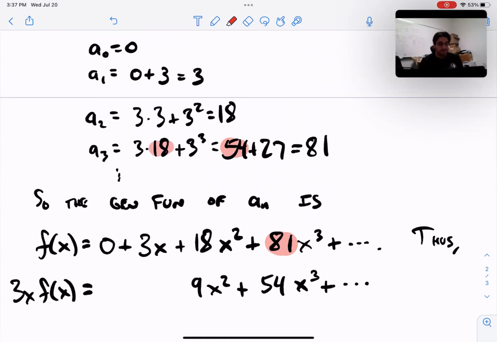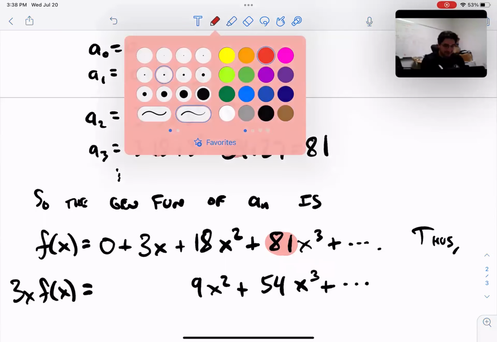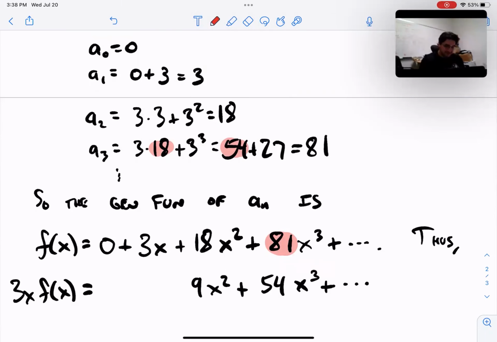It was 3 times 18, right? So that's why I want to take this 18, multiply it by 3, but I also want to shift it over 1 degree, right? So that's why I'm saying multiply it by 3x. And then I'm also looking at this 18 and asking, where did that come from? Well, part of where it came from was 3 times 3, and 3 was that previous term.